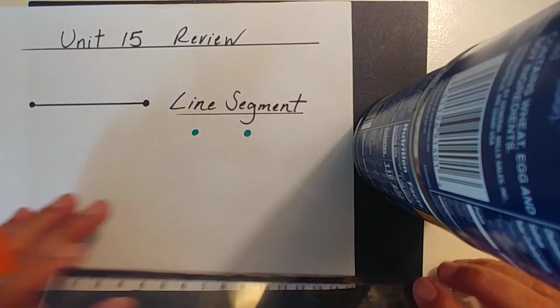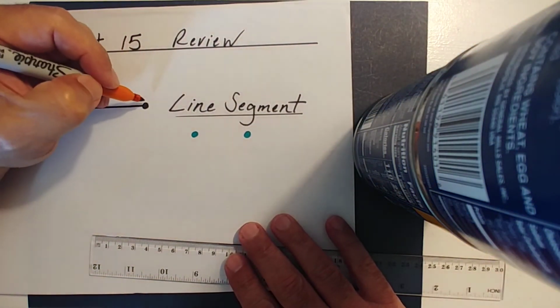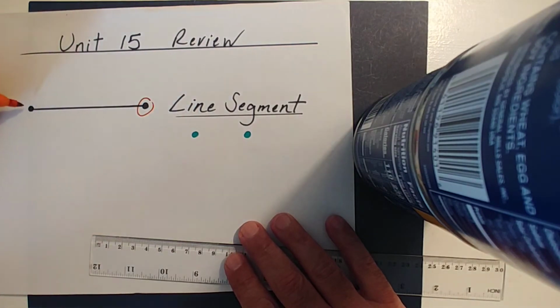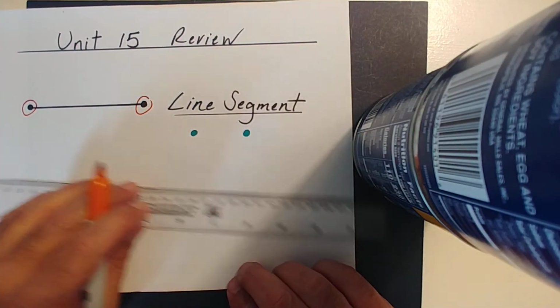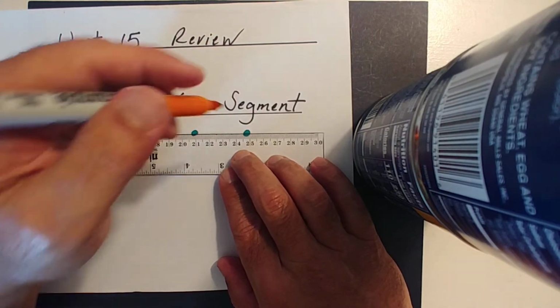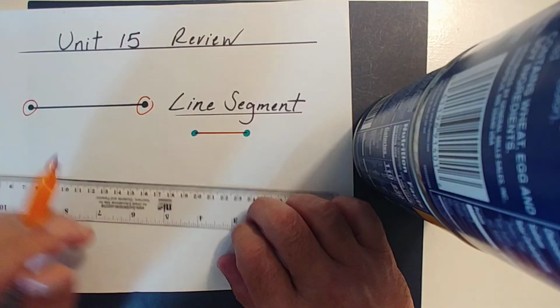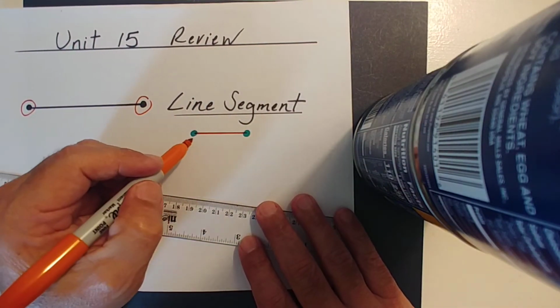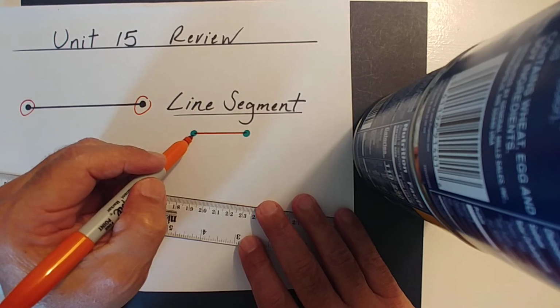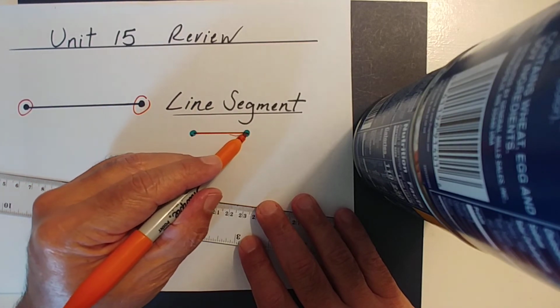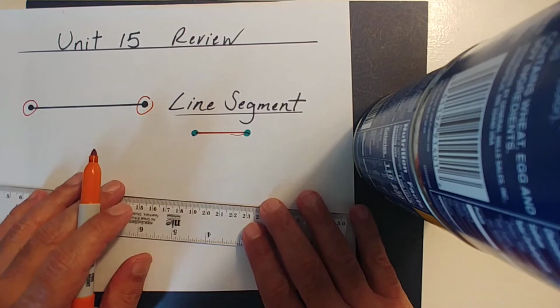Sometimes we might be looking at a line segment. The word segment usually means a piece. So when I look to the outside of the line and I see these points, or these dots here, that tells me that I'm looking at a line segment. That means that the line either starts there and ends there, or starts here and ends there.